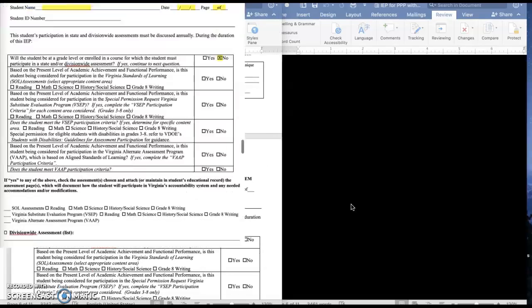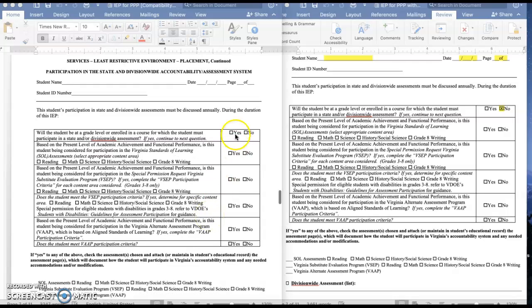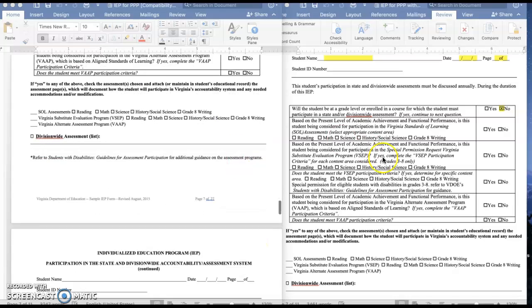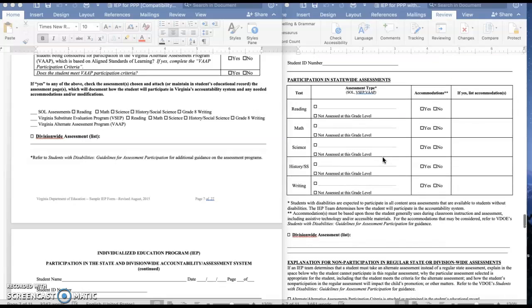So we're going to move on, and this information you just check no. This is preschool, so we're just checking no. This is for SOLs and for standardized testing that all children participate in once they get to elementary school. It's not relevant for us in preschool, so just check no. We're not doing division-wide assessments. So that's all a no.